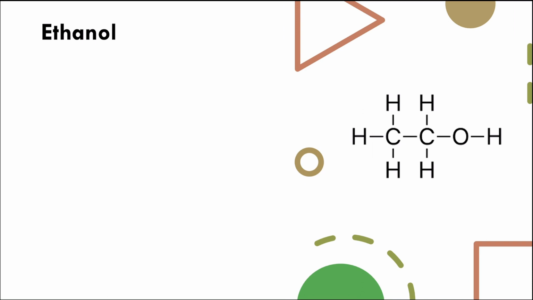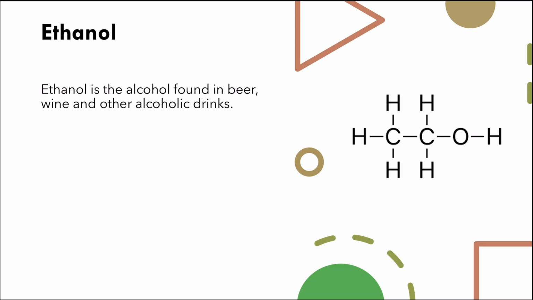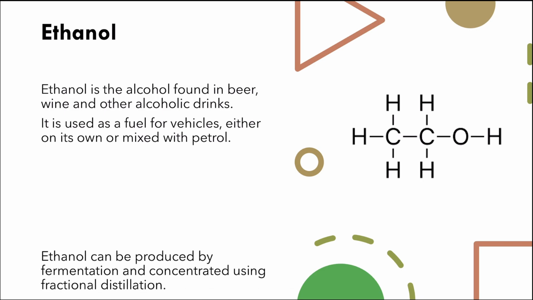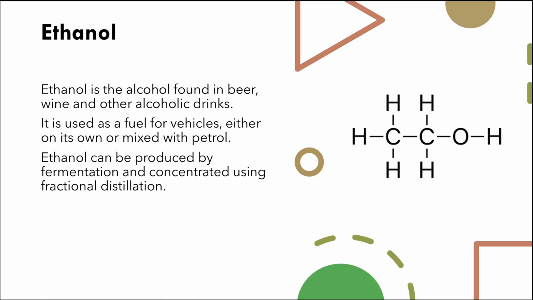In this video, I'm going to talk about the formation of ethanol via fermentation of glucose. First, ethanol is the second member of the alcohol series, and it's an alcohol that is found in beer, wine, and other alcoholic drinks. It's used also as a fuel for vehicles, either on its own or mixed with petrol. Ethanol can be produced by fermentation of glucose using yeast and then concentration using fractional distillation.